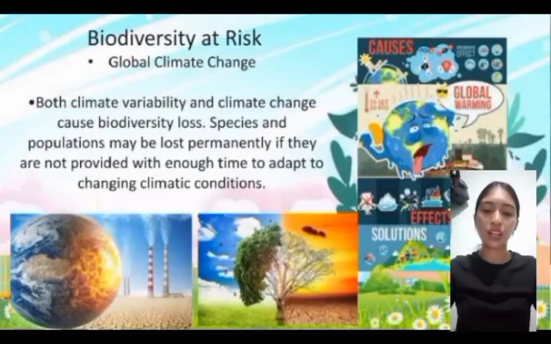Global climate change. Both climate variability and climate change cause biodiversity loss. Species and populations may be lost permanently if they are not provided with enough time to adapt to changing climate conditions.